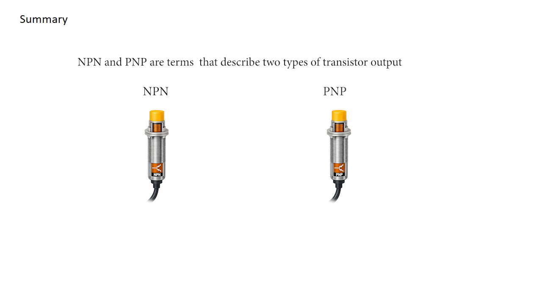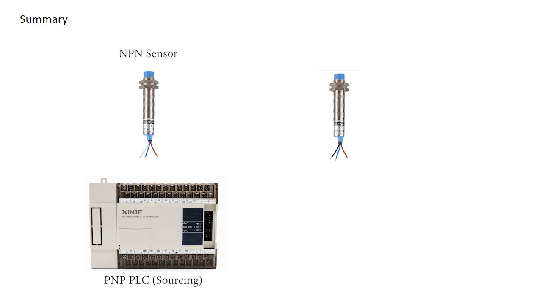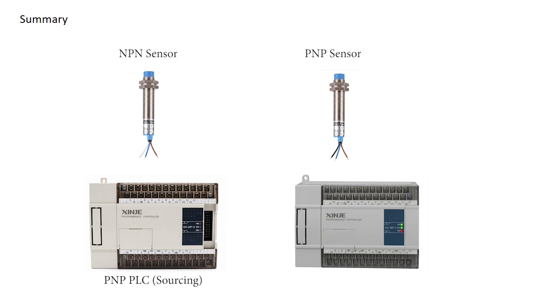NPN and PNP are terms used to describe two types of transistor outputs. NPN stands for negative positive negative, and it outputs a 0-volt signal. PNP stands for positive negative positive, and it outputs a positive 24-volt signal. An NPN sensor is compatible with a PNP-type PLC input module, also known as a sourcing PLC. A PNP sensor is compatible with an NPN-type PLC input module, also known as a sinking PLC.